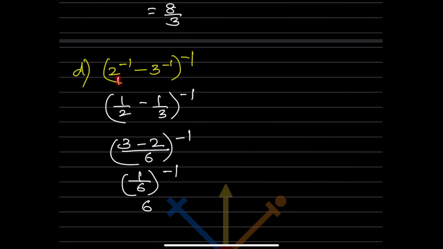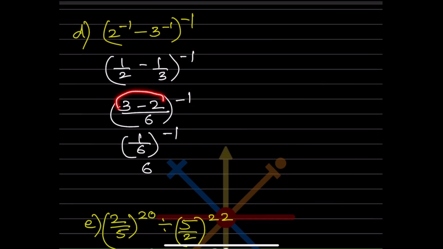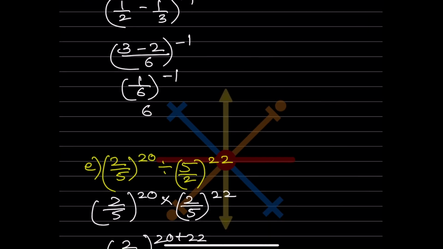Now 2 raised to minus 1, that is going to be 1 by 2. This is 1 by 3 raised to minus 1. So what will you do? Now see here, both the denominators are different, and it carries a minus sign. So you are going to take the LCM. 6 is the LCM. So here it will be 3, and this also should be 2. So 3 minus 2 by 6, raised to minus 1. You are not going to change the exponent. Now 3 minus 2 is 1 by 6 raised to minus 1, and this is negative 1. So you are going to flip over this one. So 6 by 1, that is going to be 6.